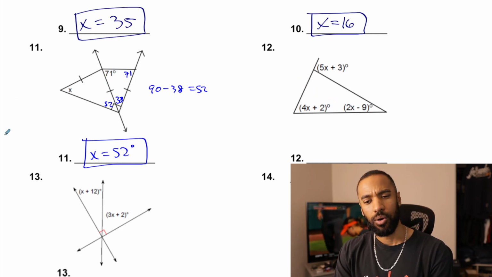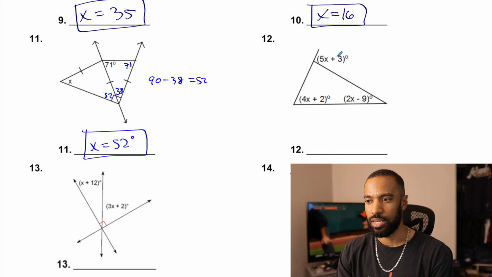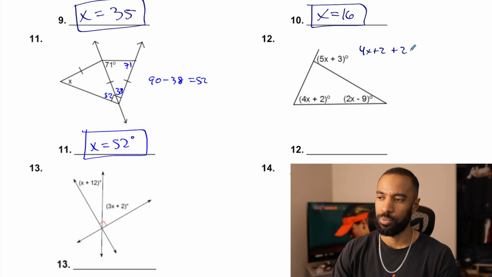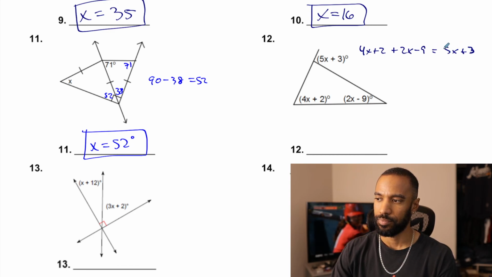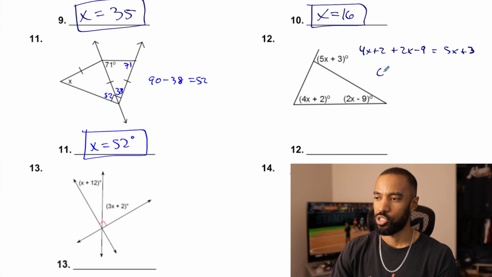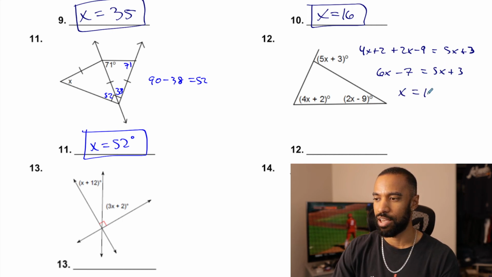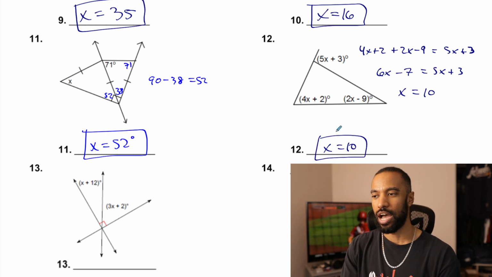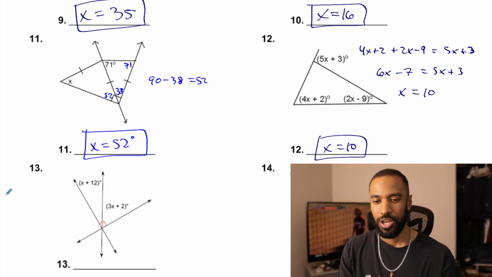Number 12, we have a remote exterior angle theorem in play. We know that these two interior angles add up to become the remote exterior angle. So 4x plus 2 plus 2x minus 9 equals 5x plus 3. 4x plus 2x is 6x. 2 minus 9 is negative 7. Subtract 5x, add 7. You get x equals 10. Notice how I don't want to do all the proof. Addition property of equality and combine like terms. You can work things out a lot better with the algebra.